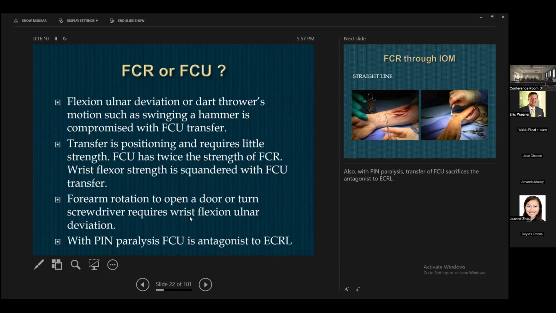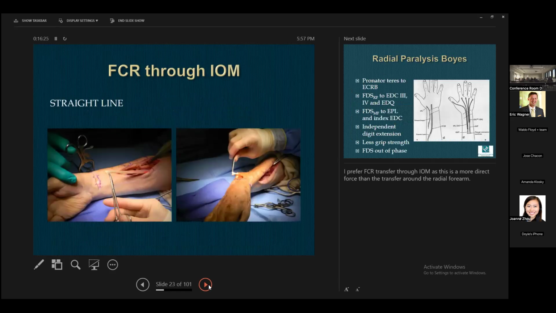And then with the posterior interosseous nerve paralysis, where you have an intact ECRL, FCU is the antagonist to ECRL, and you could accentuate the radial dorsiflexion deformity with that transfer. So I like FCR through the interosseous membrane. It's a straight shot, just proximal to the pronator quadratus.